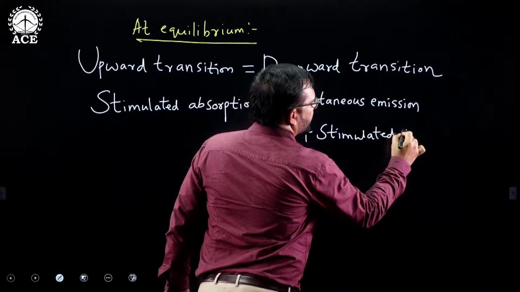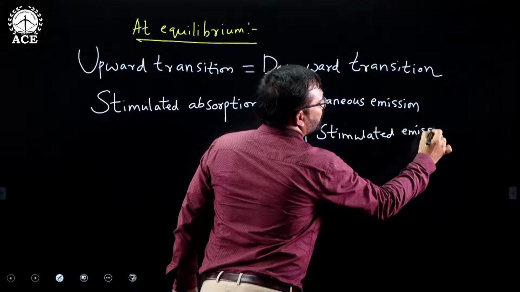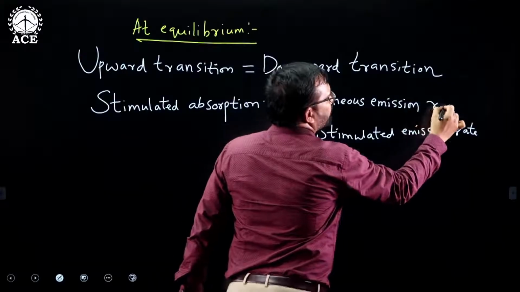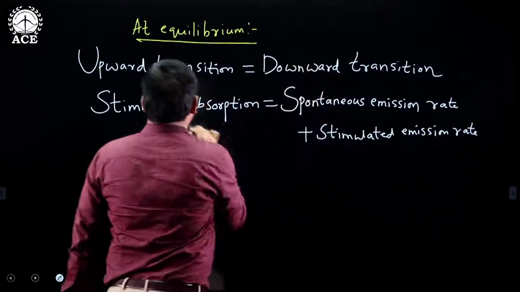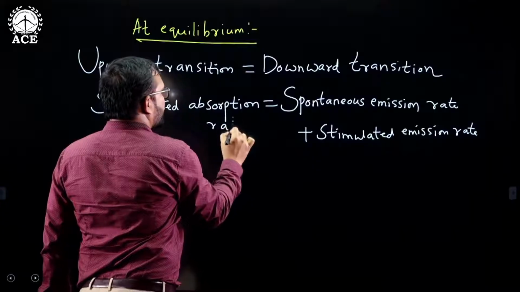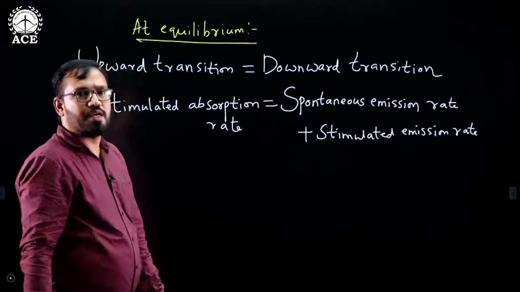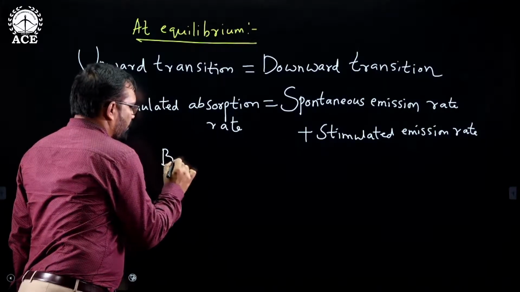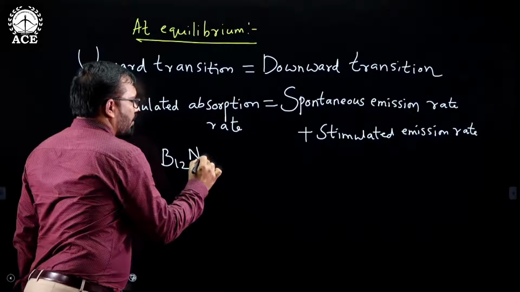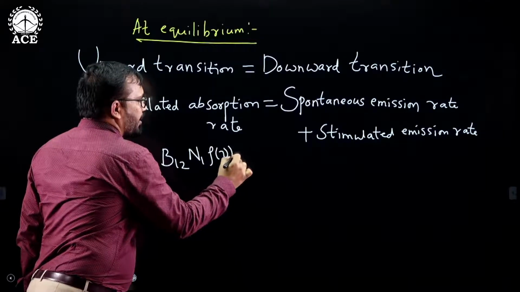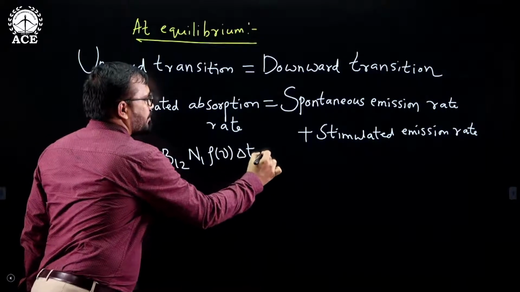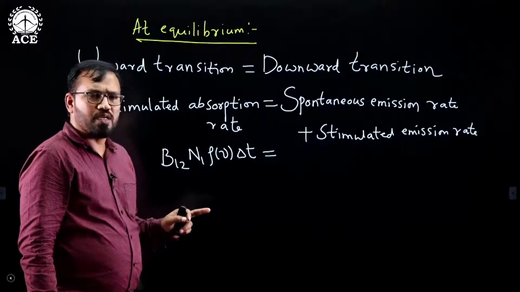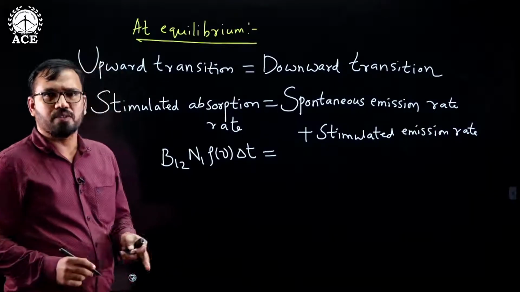Spontaneous emission rate, stimulated emission rate, stimulated absorption rate. Just now we derived stimulated absorption rate. What is that? B12 N1 rho nu and transition time delta T. What is B12? Transition Einstein coefficient.